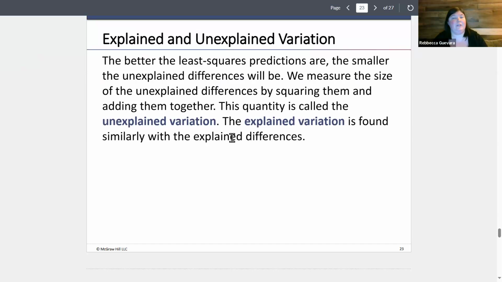The better the least squares predictions are, the smaller the unexplained differences will be. We measure the size of the unexplained differences by squaring them and then adding them together. This quantity is called the unexplained variation. The explained variation is similar, using the explained differences.